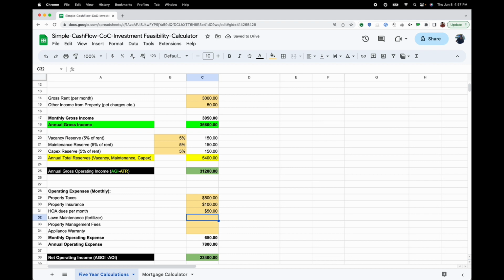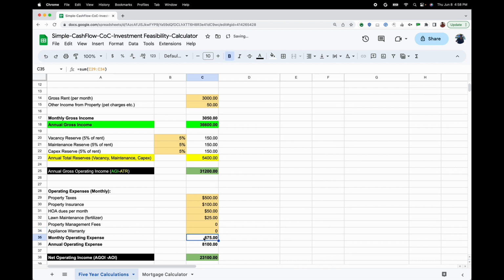Lawn maintenance. Here I mostly put things like fertilizing a lawn or taking care of the landscaping, because many of the things the tenant will not take care of for you. You have to take care of it. But let's say you just put like $25 to make sure you're accounting for some money for that. Property management, if you bring in a property manager, this is where you put it in. Most single family homes you can self-manage, so I'll just put 0 here. Appliance warranty, if you're buying any warranty, you put that number here. I'm just going to put 0 for now.